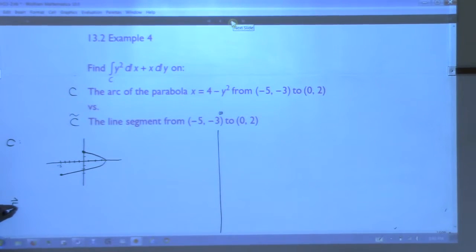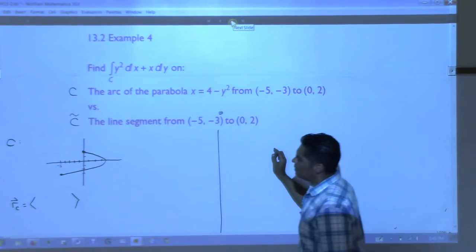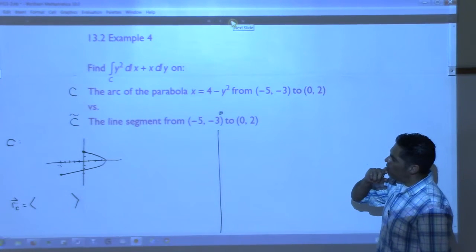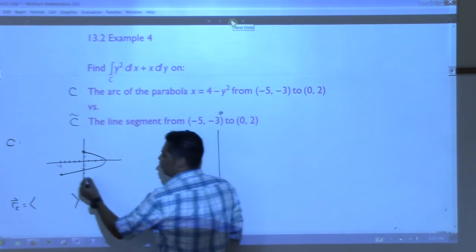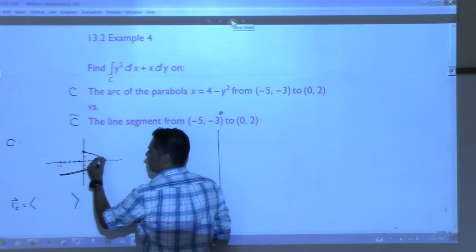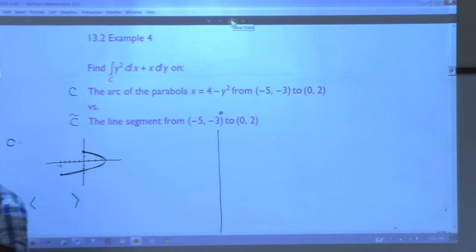I'm going to call this r subscript C, because I didn't use C1 and C2. I used C and C tilde, so I'm going to put C here. Any idea? I'm trying to come up with the parametric representation of that curve. So it's a curve now. It's not a straight line, so that's going to be a little harder.